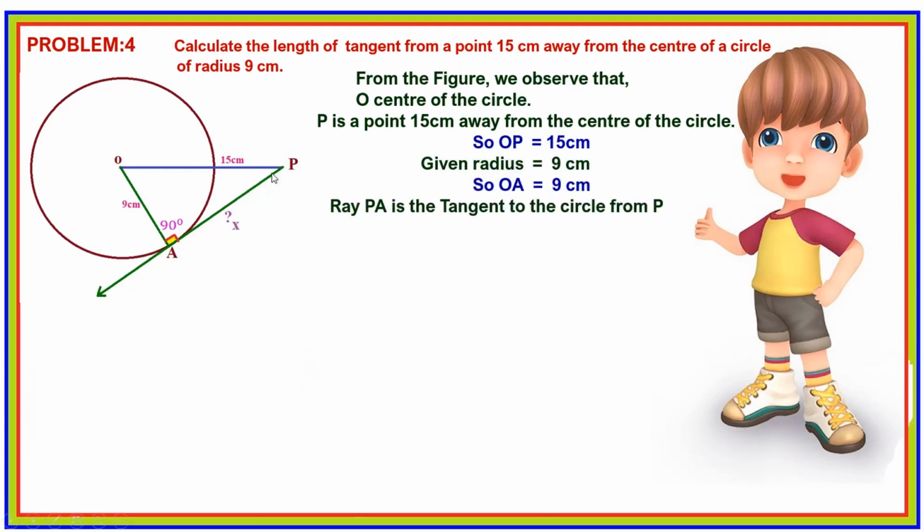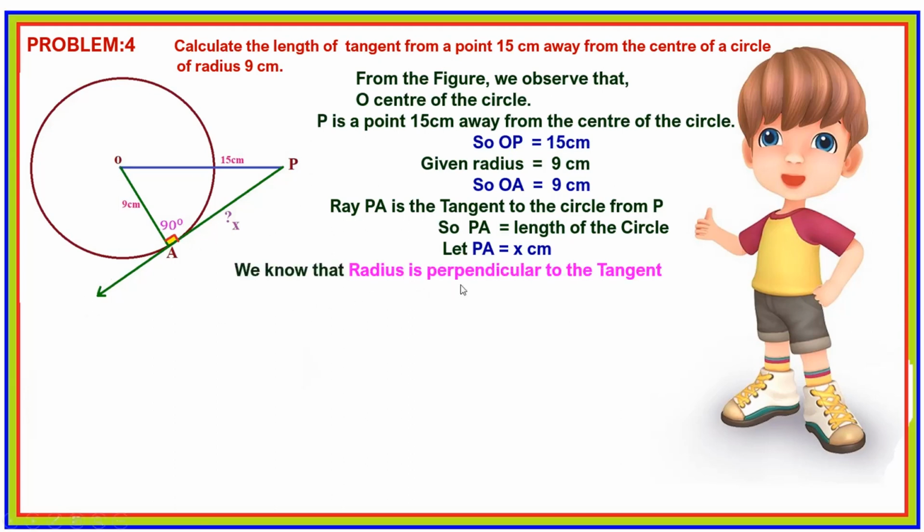Ray PA is tangent to the circle from P. PA ray, this is tangent to the circle. So PA is the length of the tangent. We don't know that value, so we have to find it. Let it be x. PA is equal to x.